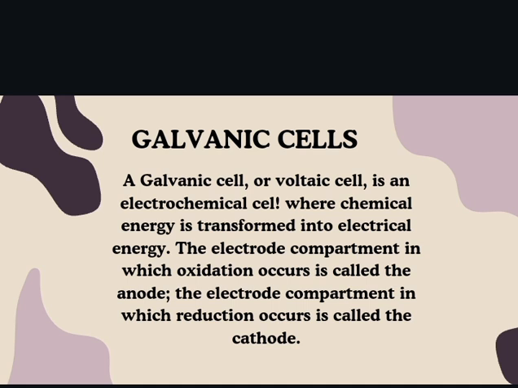What is a galvanic cell? An electrochemical cell that converts the chemical energy of a spontaneous redox reaction into electrical energy is known as a galvanic cell. It is an electrochemical cell that makes use of a chemical reaction to generate electrical energy.